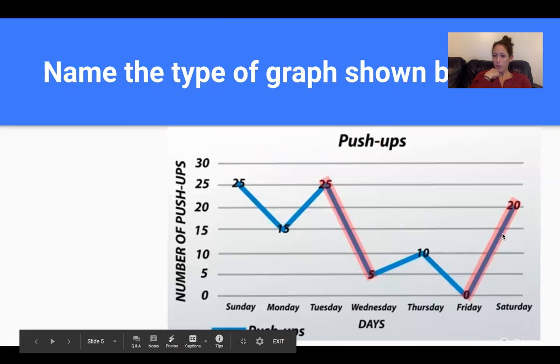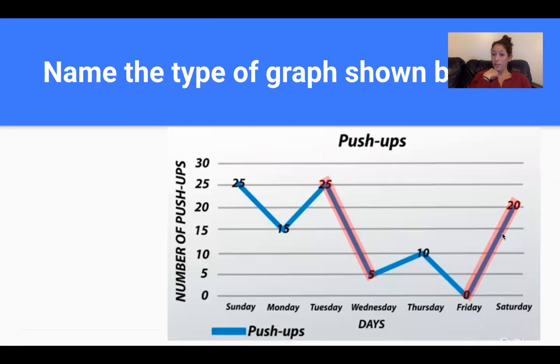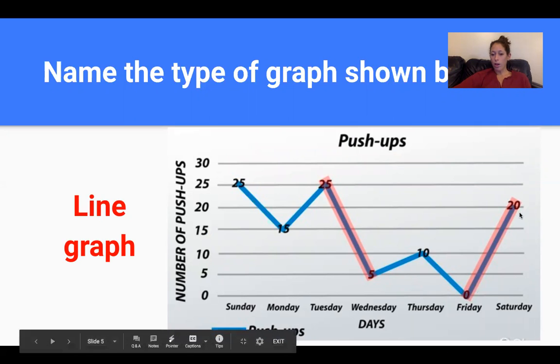And here's our last one. What type of graph is this? If you said line graph, you are correct. This line shows us a pattern of the number of push-ups done over the course of many days.